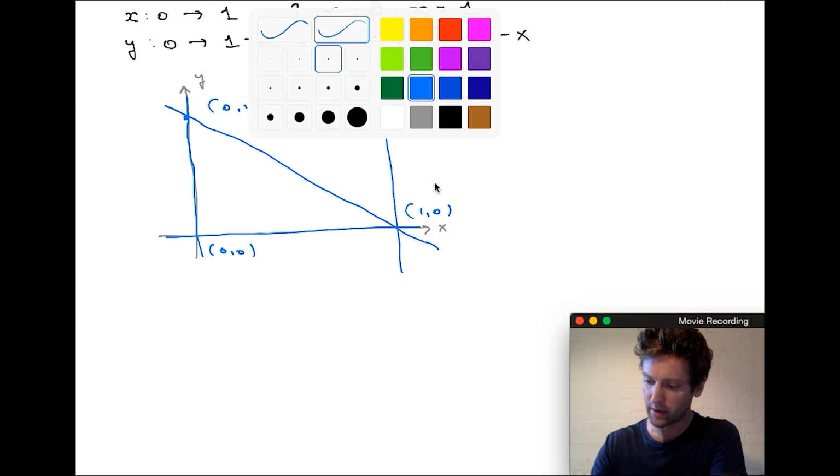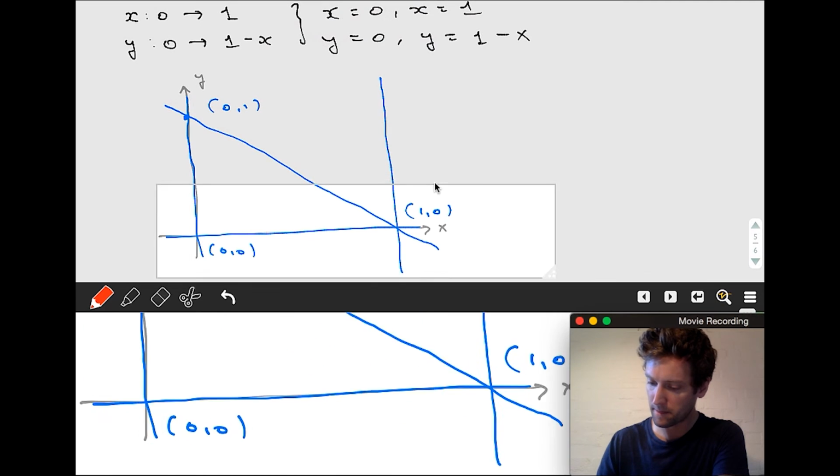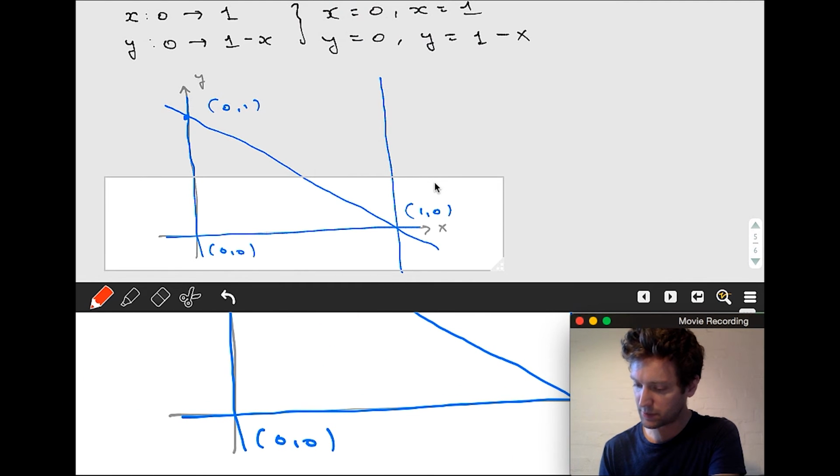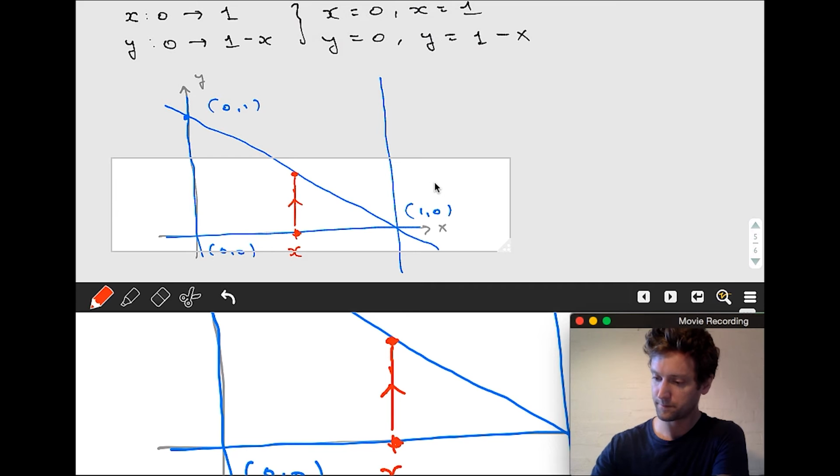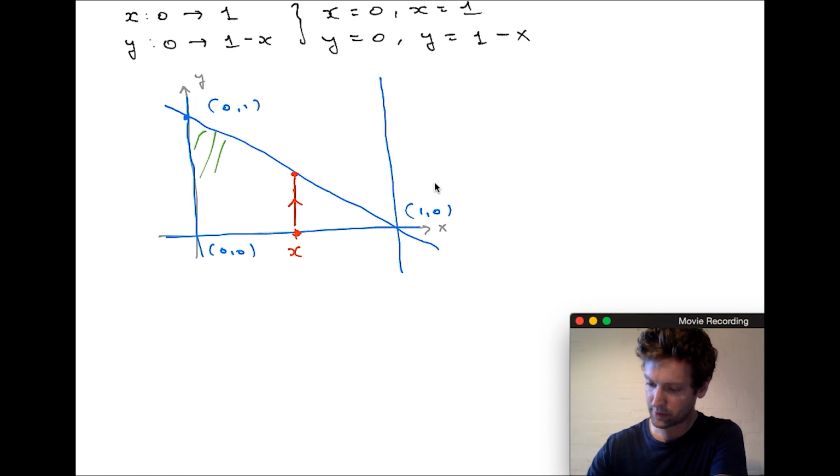So we're going to pick a value of x between 0 and 1. And for that value of x, we're going to integrate between y is equal to 0 and y is equal to 1 minus x. So this is our region of integration.